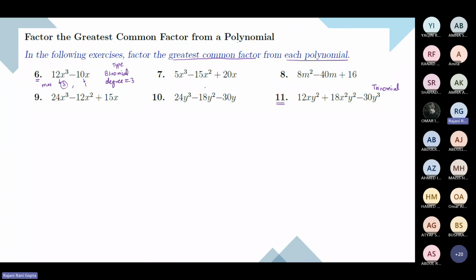I'm just checking how much you have prepared for the midterm. Let's do this one also. X power 3. What's the degree? 3. For this term, what is the degree? 2. And for 20x, what's the degree? 1. So the degree of this polynomial will be 3. Good. I got the answers. I'm getting answers even in chat. Good. So now I'll move to this one.